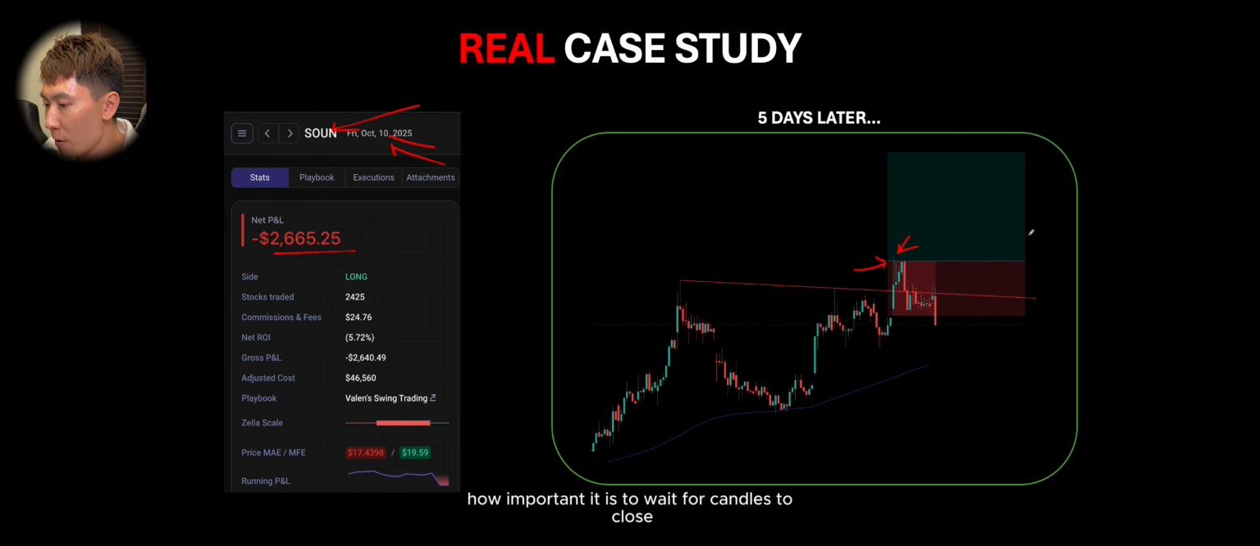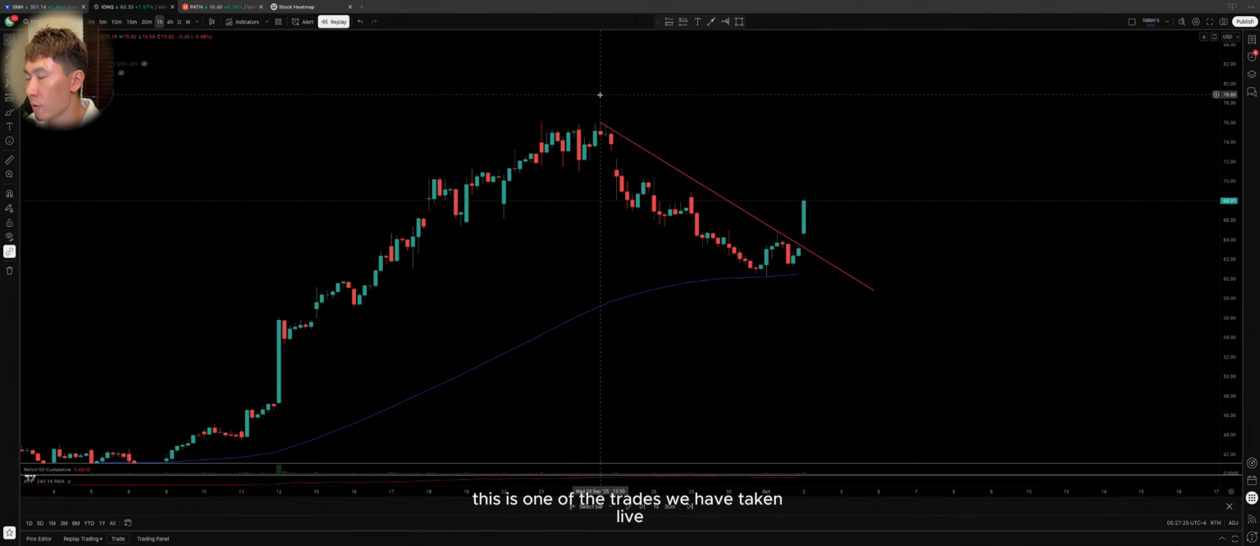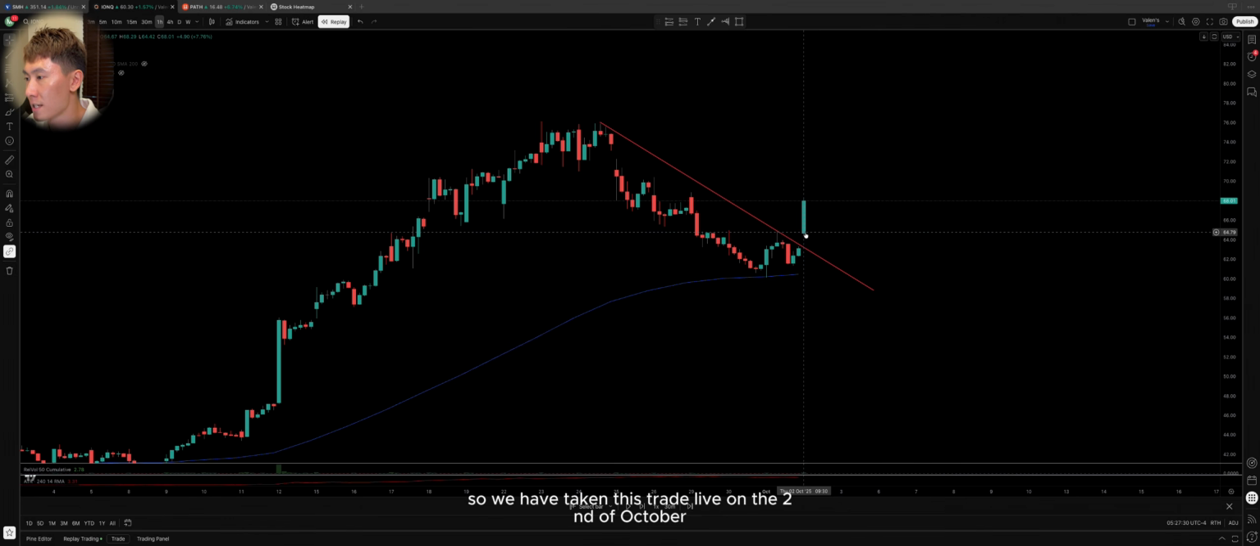Now that you understand how important it is to wait for candles to close, let's go see some real life trades that I've taken to better understand how candlesticks can improve your win rate significantly. So guys, as you can see, this is one of the trades we have taken live, which is IONQ. We have taken this trade live on the 2nd of October.